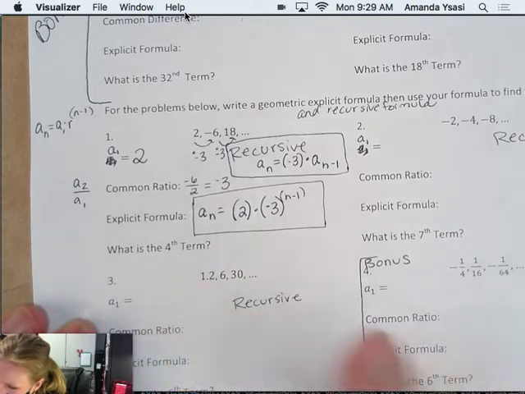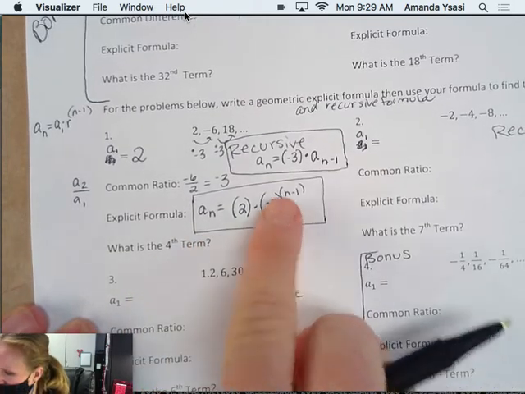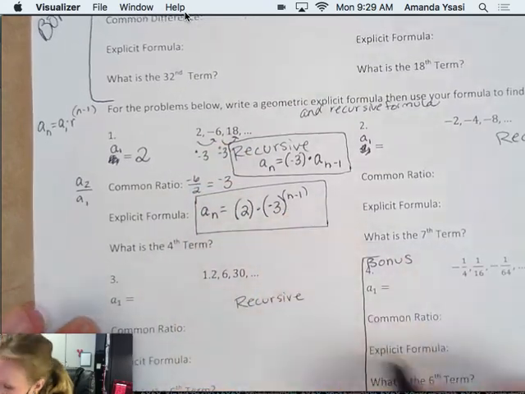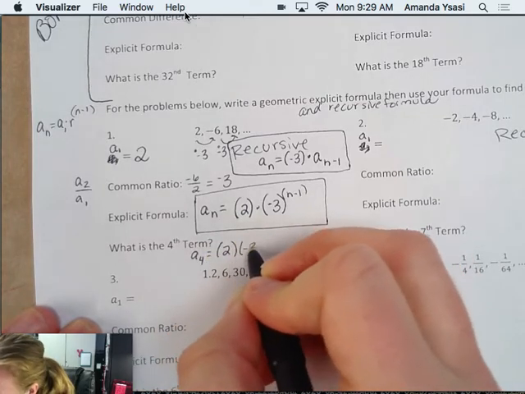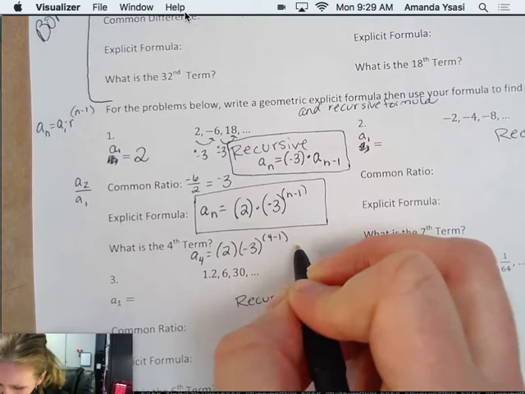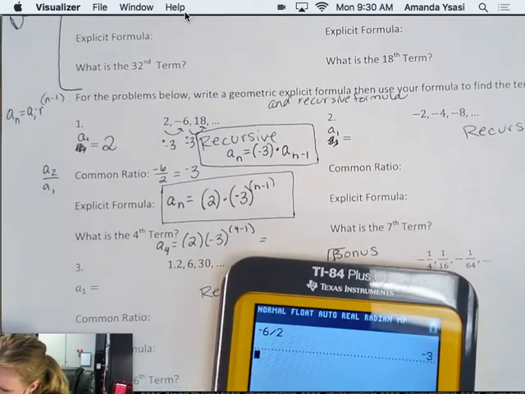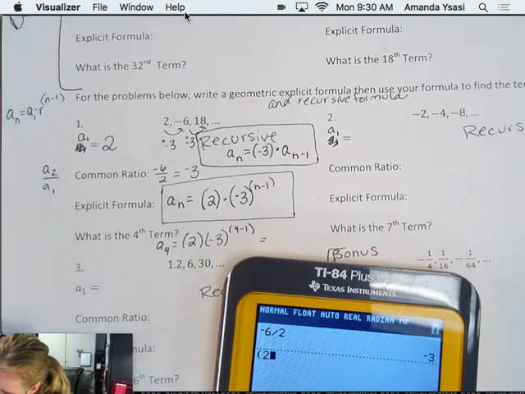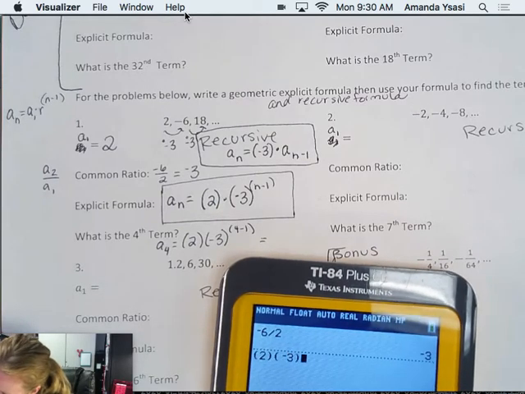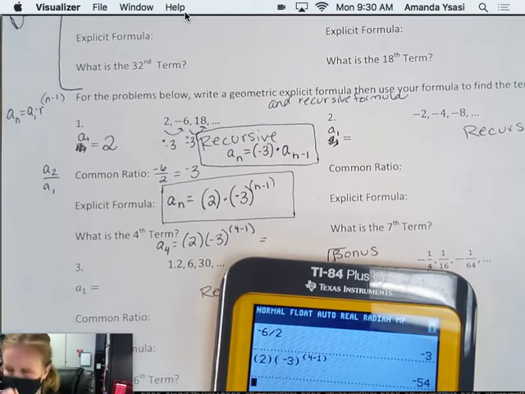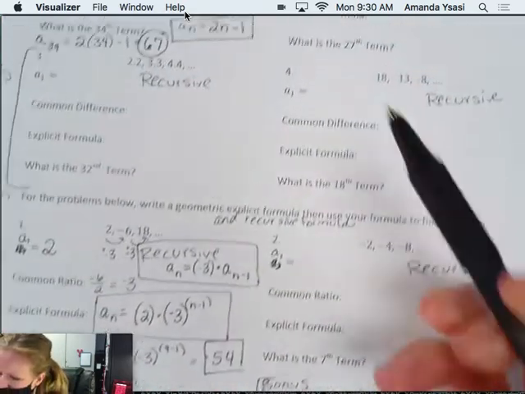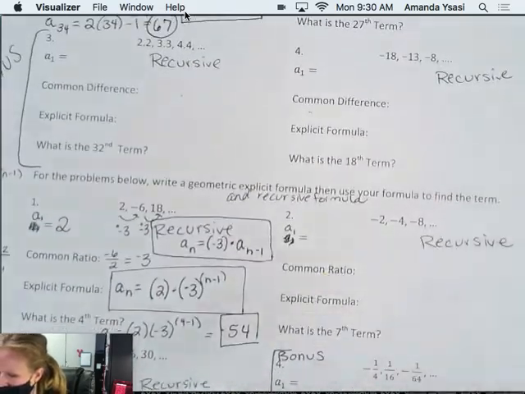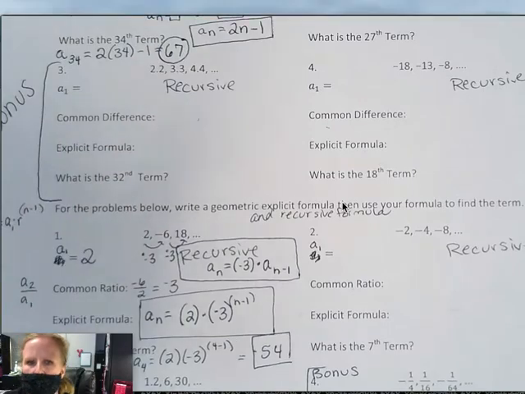And then to find the fourth term, we need to plug this in. So you can put this in the calculator. A4 equals 2 times negative 3 raised to the 4 minus 1, which gives negative 54. Okay, so all you have to do is 2, 4, 2, 3, and any bonus you want to do.